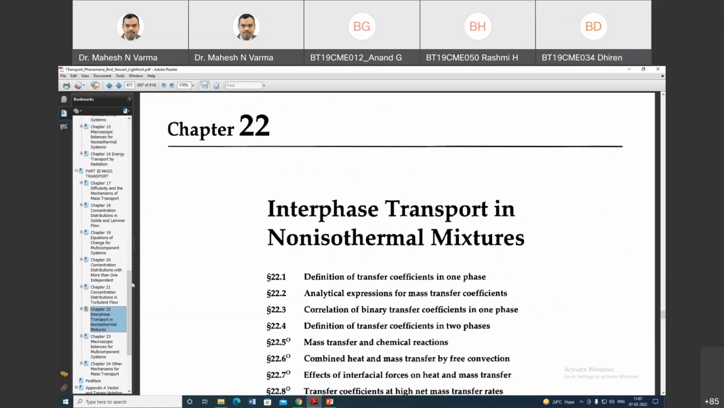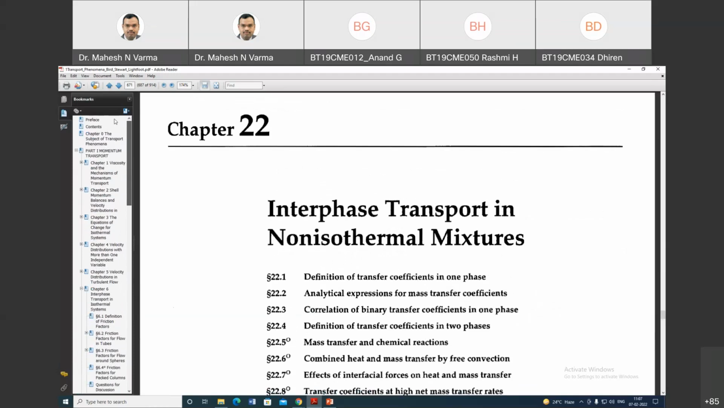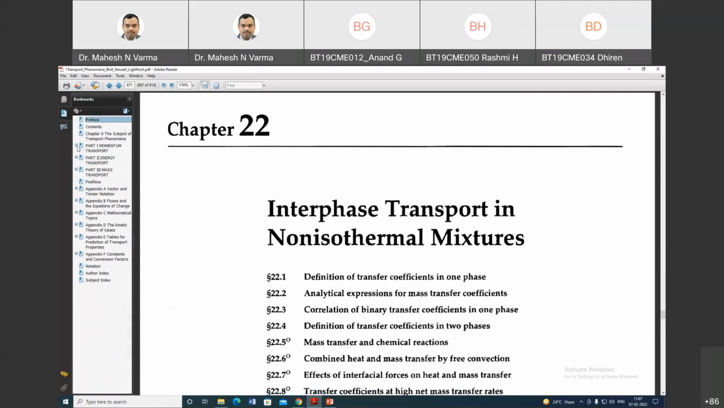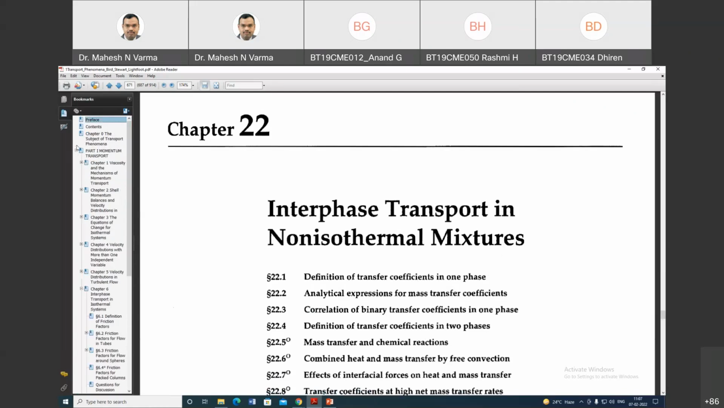If you go in this book, BSL, it is a very good book. I request everybody to purchase this book if possible. The Eastern Economy Edition is available, and it is not very costly. I think you can buy it within 700 or so. That is the cost of this book.